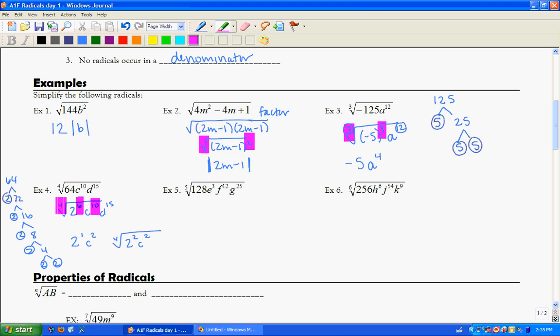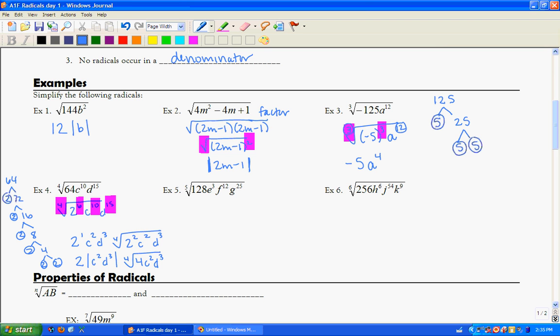Then ask yourself, how many times does that 4 go into 15? And that would be 3. And this time we have 3 left over. So since we're dealing with an even root, we should put those variables in absolute value signs and go ahead and simplify this a little bit. So we'll have 2 times the absolute value of c squared d cubed times the 4th root of 4c squared d cubed.